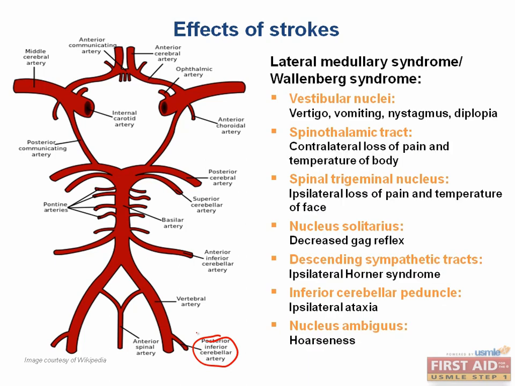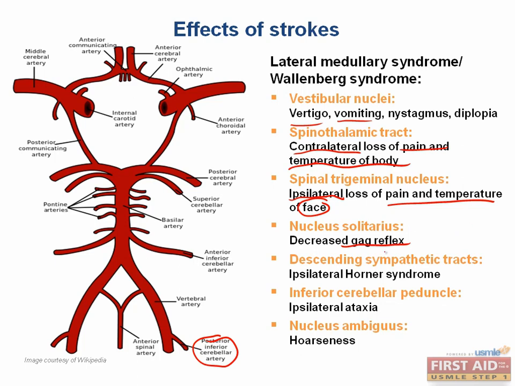Well, you'd get a lot of things. So with the vestibular nuclei, you'd see vertigo, vomiting, nystagmus. With the spinothalamic tract, we know that this is important for pain and temperature. Importantly, it will be on the contralateral side. On the spinal trigeminal nucleus, again, we know it's important for pain and temperature. However, this time it's on the face and it's ipsilateral. The nucleus solitarius is important for the gag reflex, so you'll have decreased gag reflex.